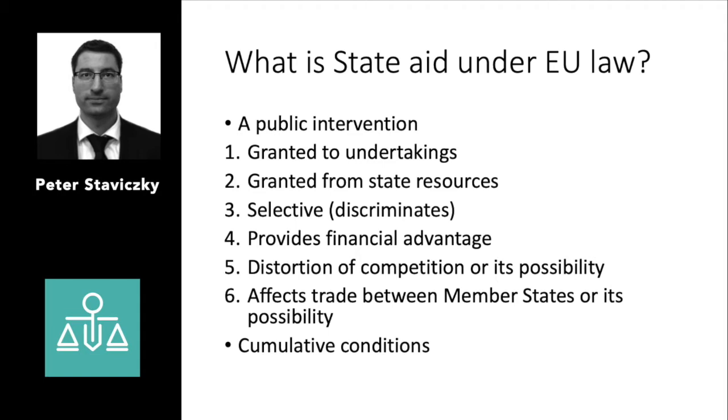First of all, it has to be addressed to undertakings, to economic actors, like in the tourist sector, a hotel or a flight company, an air company. Secondly, it has to use state resources, public resources. Third, it has to be selective. It has to be addressed to certain undertakings, but not all in the economy. It has to provide a financial advantage, and it can have a distorting impact on competition and on trade between member states. If all these are present, then we are talking about state aid. So these are cumulative conditions.